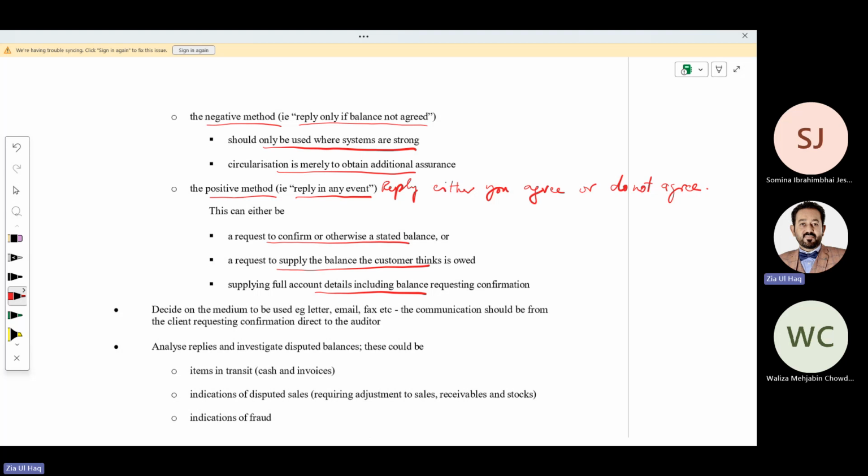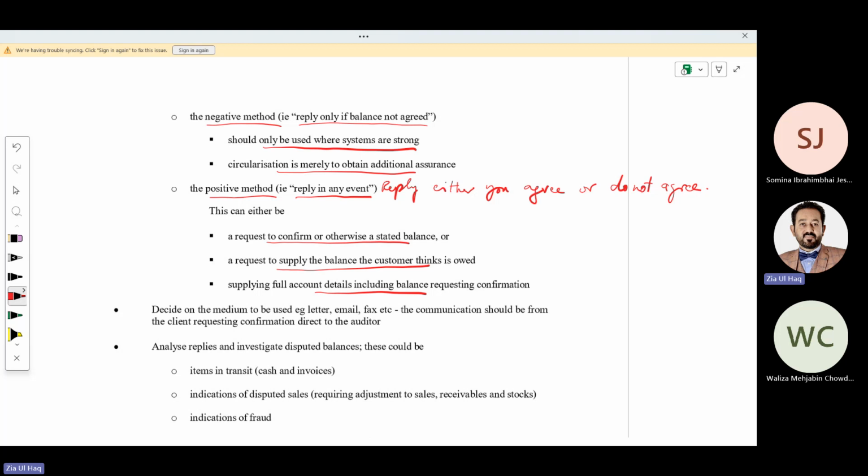So we should perform the negative method of confirmation where the control system is strong, the balance is immaterial, and we have verified the balance through alternative procedures. We should move for the positive method of confirmation where the control system is weak, where the balance is highly material, and where alternative procedure verification is not possible. What is the negative method?